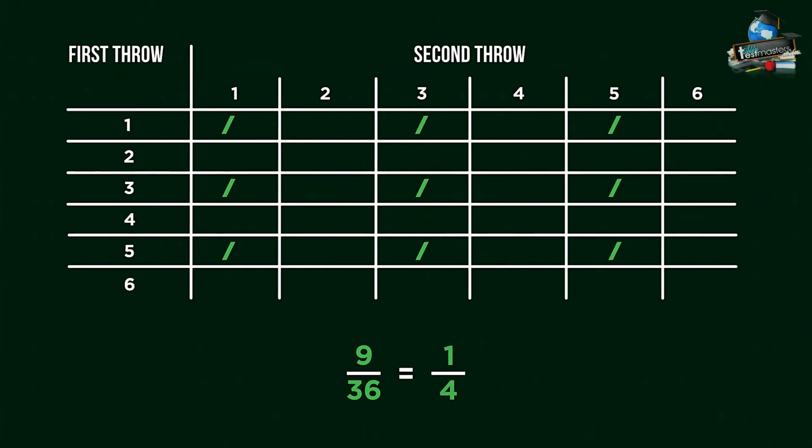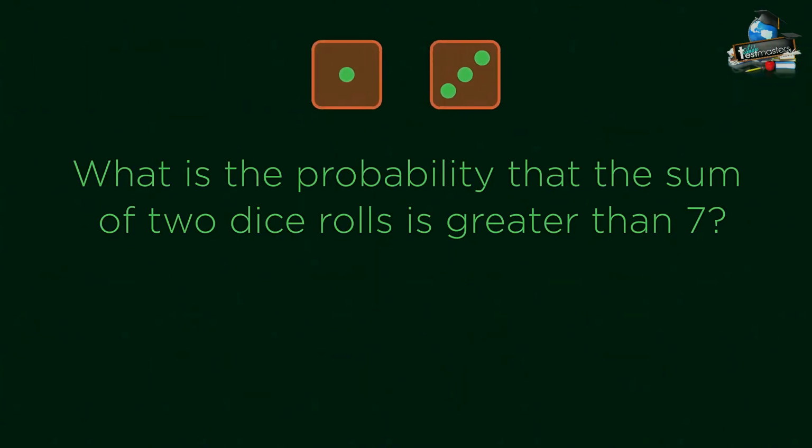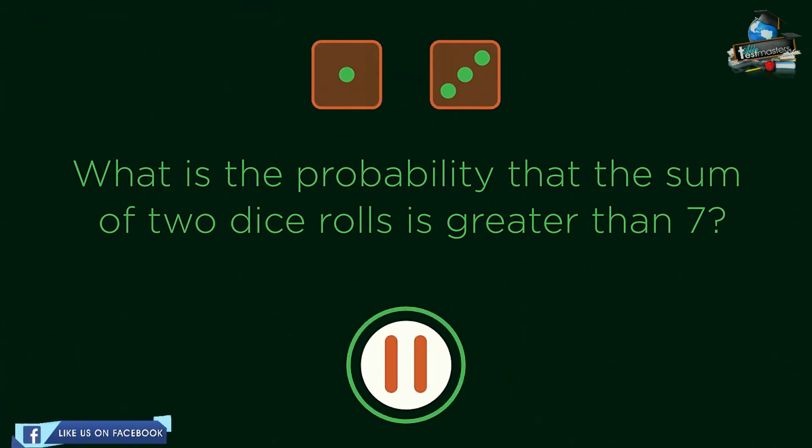Now have a go at this different example. What's the probability that the sum of 2 dice rolls is greater than 7? Pause the video and resume when ready.